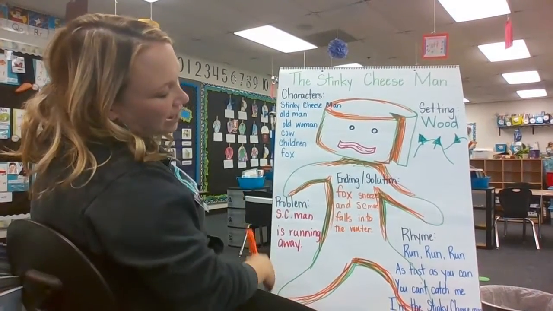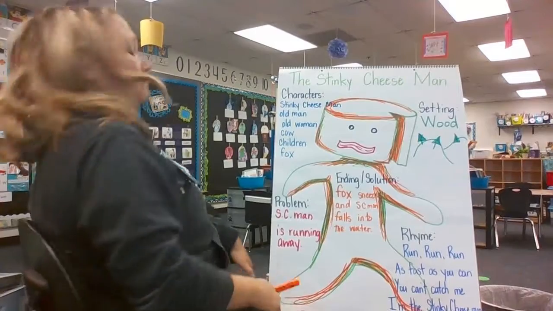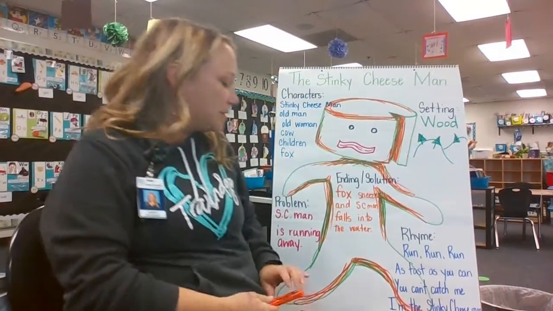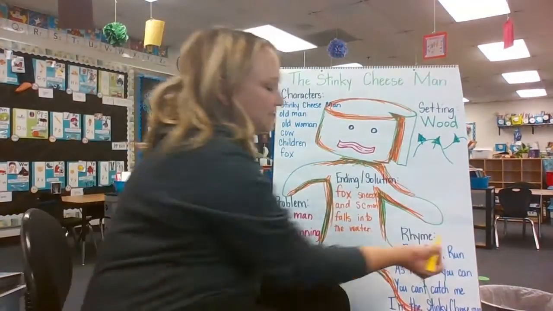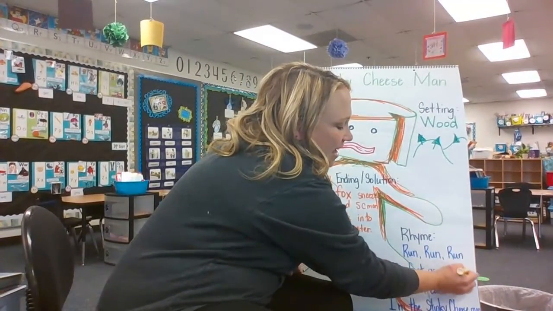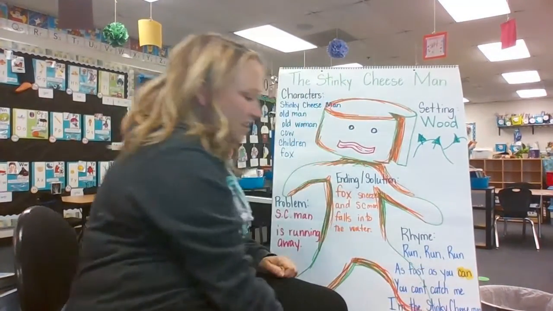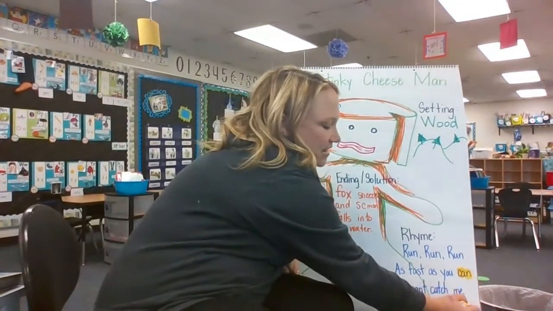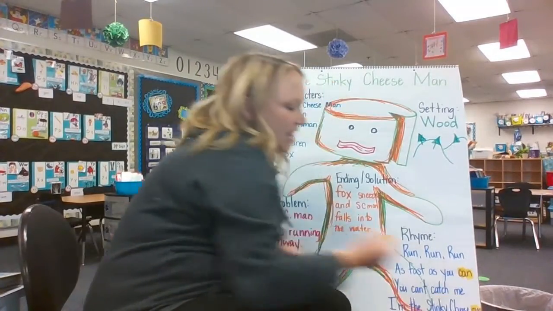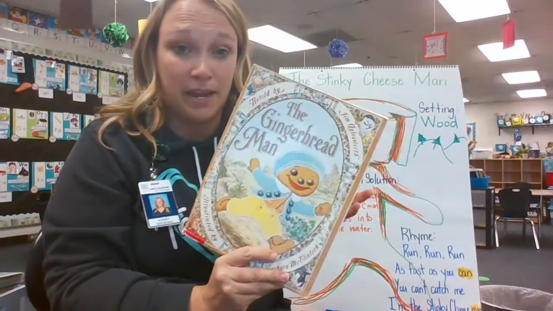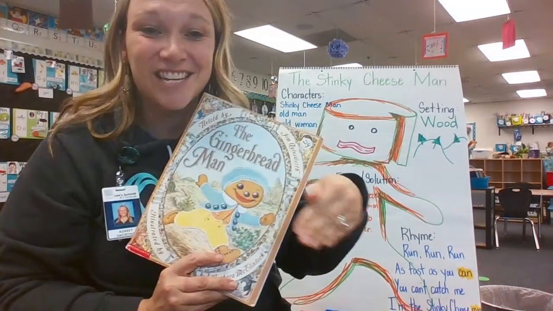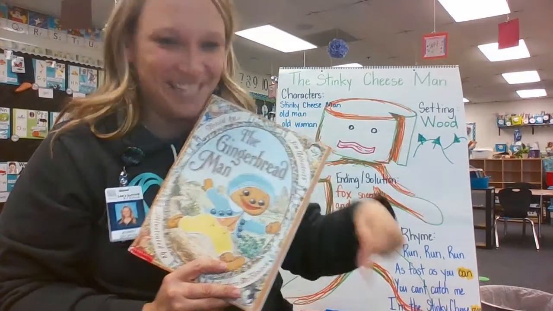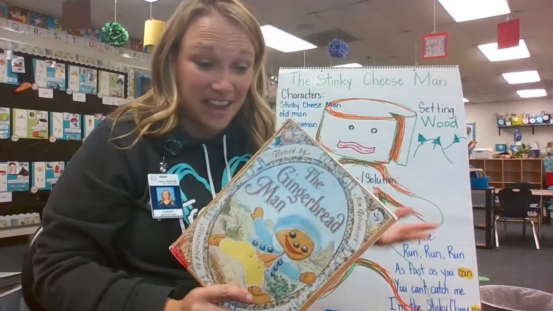And then we have the rhyme as we go through. The rhyme goes, run, run, run, as fast as you can. You can't catch me, I'm the Stinky Cheese Man. So that rhyme is going back and matching the story of the gingerbread man with can and man. But it changes gingerbread man to Stinky Cheese Man. Everything else is the same.